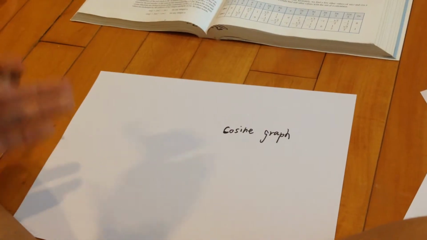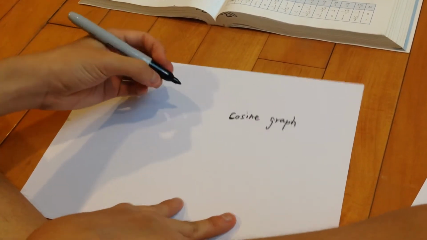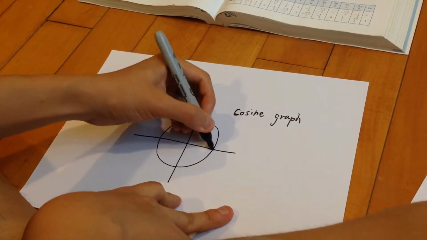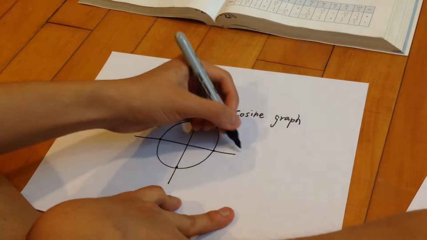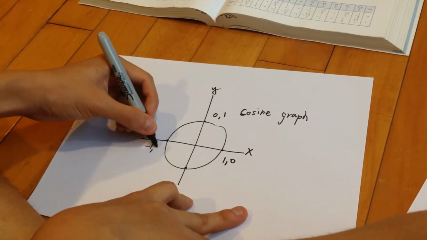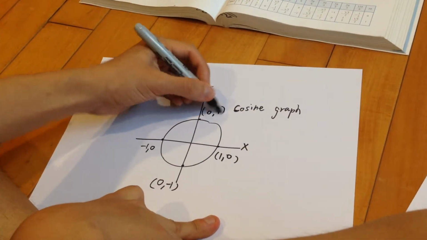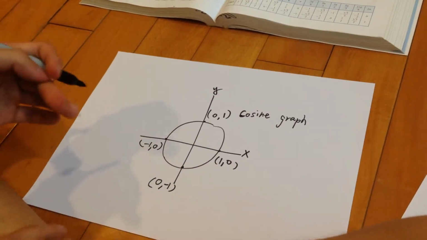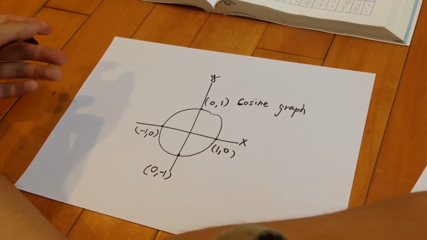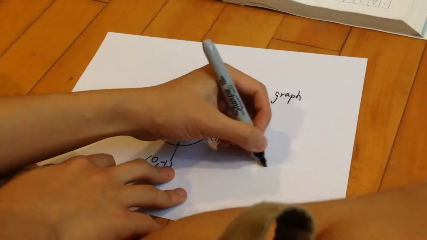Yeah. So now we're moving on to the cosine graph. We're still starting from the unit circle. The coordinates here: x-axis, y-axis, 1, 0, 0, 1, negative 1, 0, 0, negative 1. So as you can imagine, if the sine graph resembles the y-coordinate, what does cosine resemble? The x-coordinate, right? I see. Yeah. I knew that.